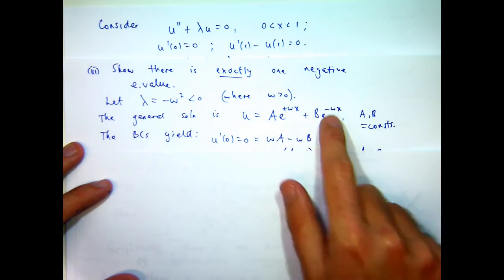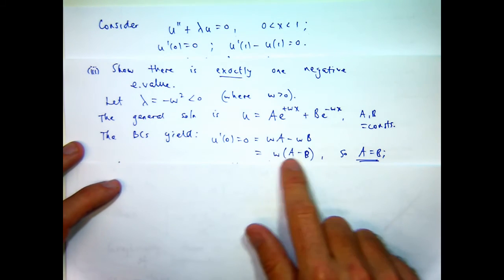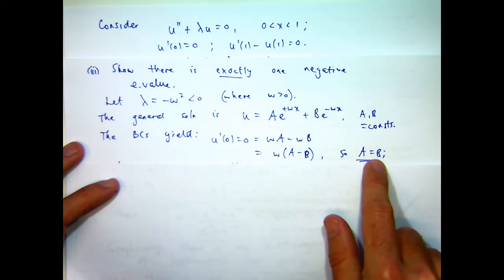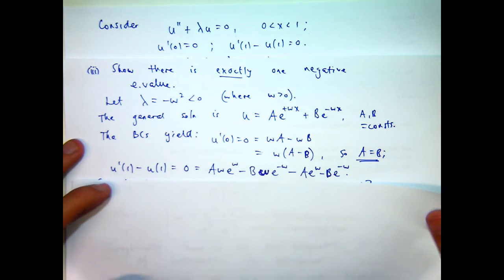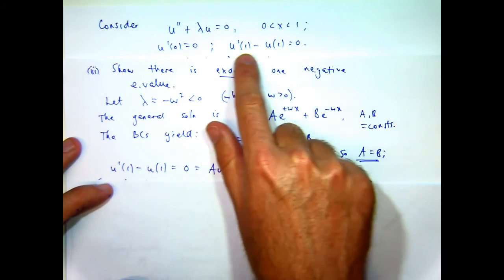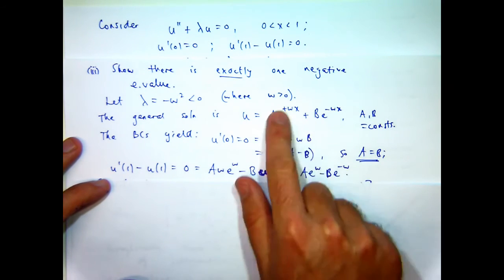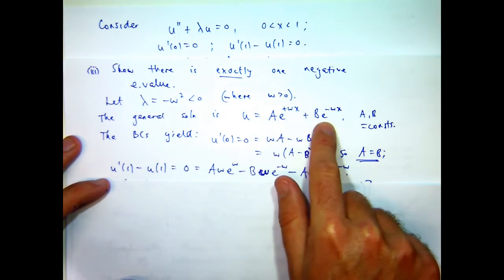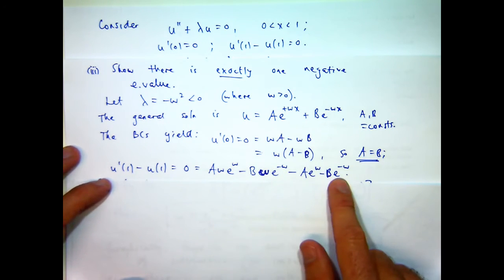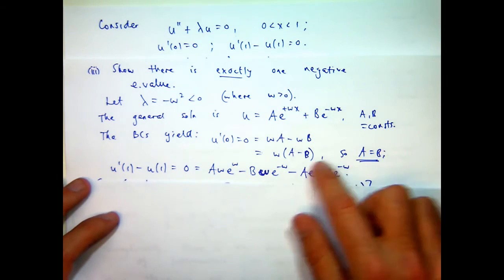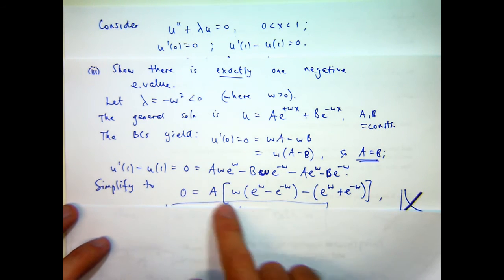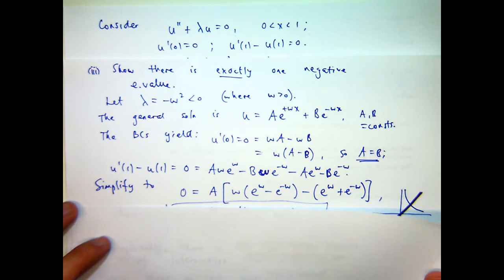The exponentials go to 1, so you can see that we can factorise. Now, omega is not 0 here, so A minus B is 0, which means A equals B. Then if we use the other boundary condition, by taking this and differentiating it, and then taking away this evaluated at x equals 1, I'll get the following. And if you replace B with A and do a bit of factorisation, you get down to this.